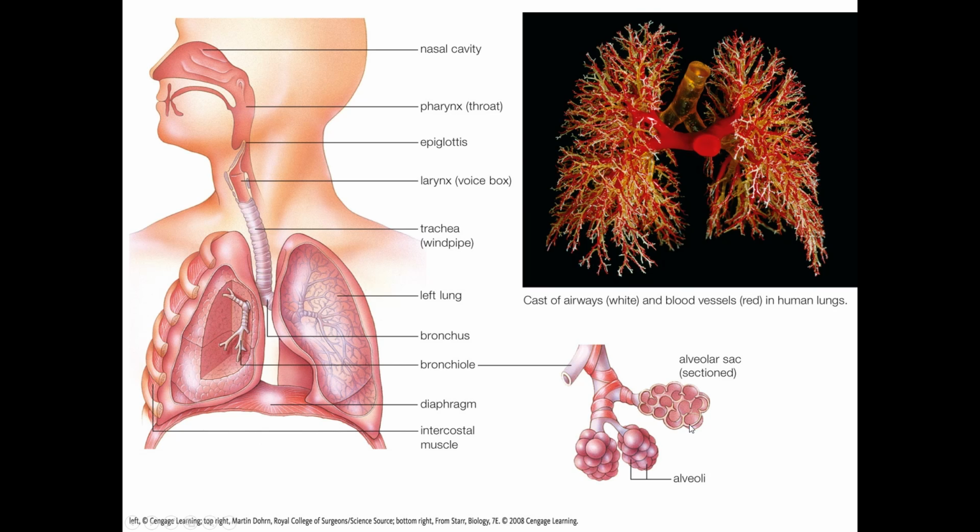These are surrounded by capillaries, and this is where the gas exchange, the external respiration part of gas exchange, is actually going to happen. You can kind of think of an alveolar sac like it's a cluster of grapes. Each grape is an alveolus, and the cluster is called an alveolar sac.